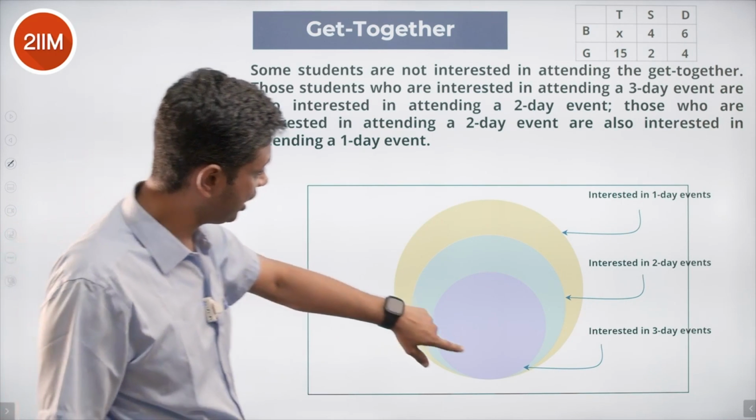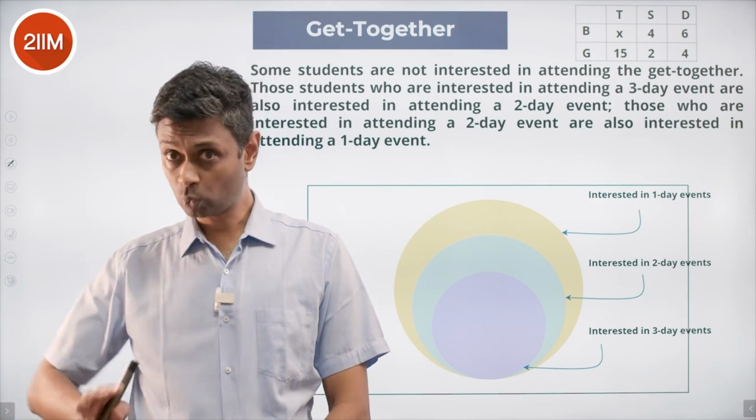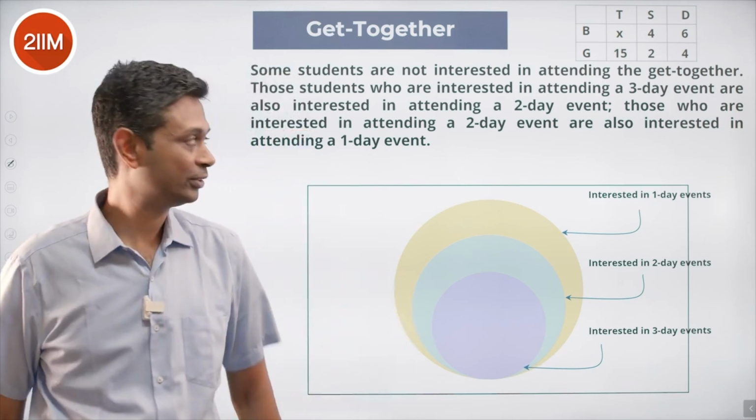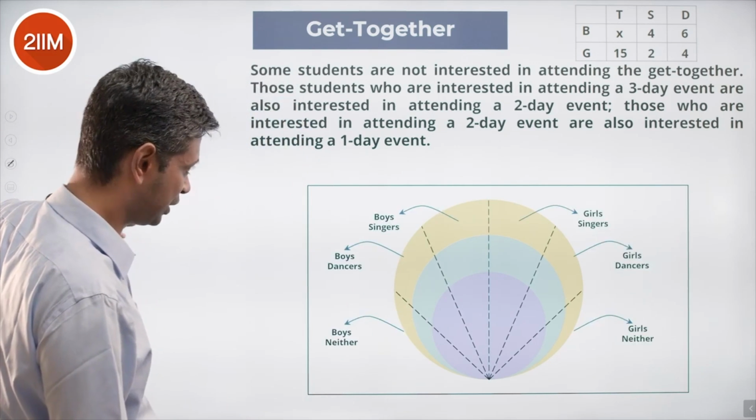Right? Interested in 3-day events, 2-day events, 1-day event. I originally drew circles and it didn't work out well. Raghu had the idea of doing it like this. It looks much better. Right? So thanks, Raghu. Super.